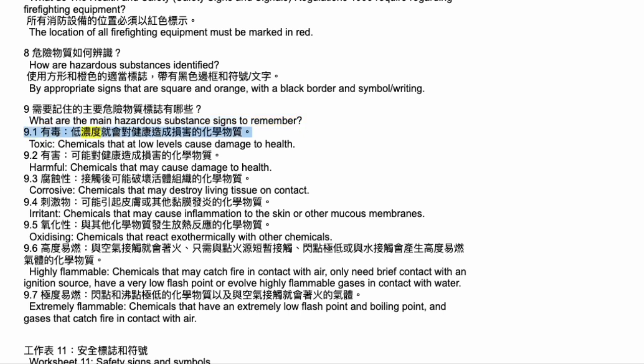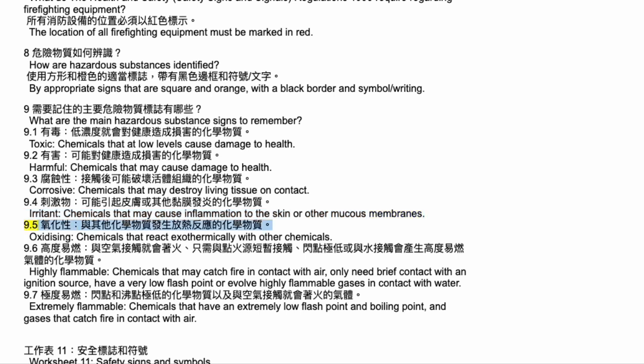Toxic: chemicals that at low levels cause damage to health. Harmful: chemicals that may cause damage to health. Corrosive: chemicals that may destroy living tissue on contact. Irritant: chemicals that may cause inflammation to the skin or other mucous membranes.